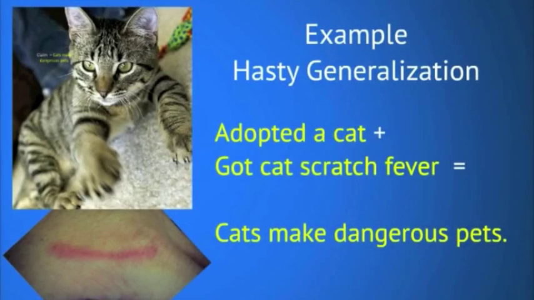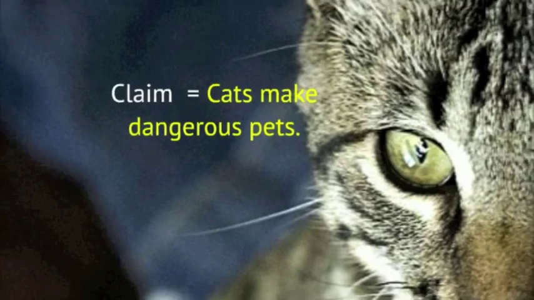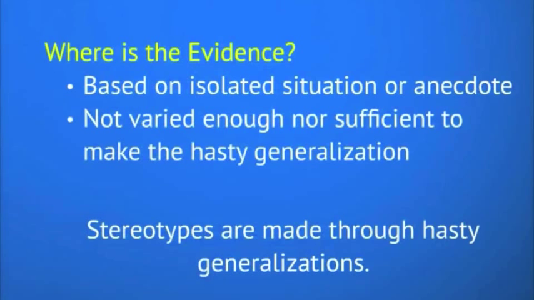Let's look at this example. I know a guy who adopted a cat and contracted cat scratch fever. Cats make dangerous pets. In this situation, the conclusion, or claim, is that cats make dangerous pets. The evidence, however, is based on an isolated situation or anecdote. So far, the evidence is not varied enough nor sufficient to make the hasty generalization that cats make dangerous pets. Oftentimes, stereotypes are made through hasty generalization.